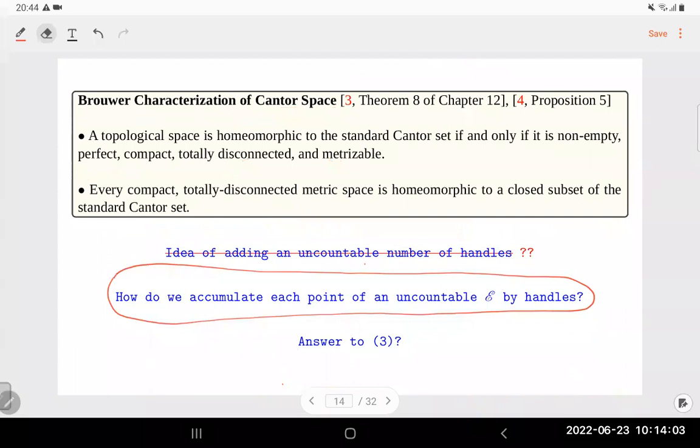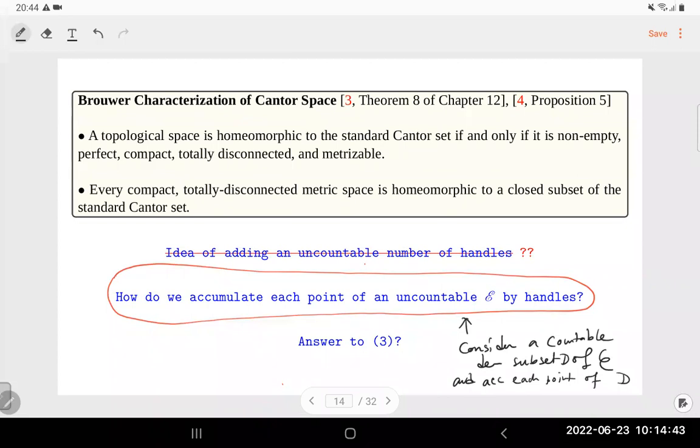All right. So how do I accumulate each puncture? One line answer. Consider a countable dense subset of epsilon, let's say the subset is denoted by D, and accumulate each point of D by handles. That's right. Because I'm considering a countable dense subset, other points will be automatically accumulated by handles.